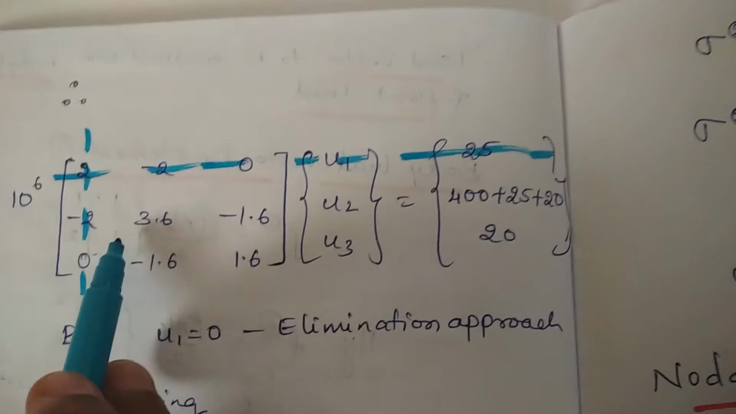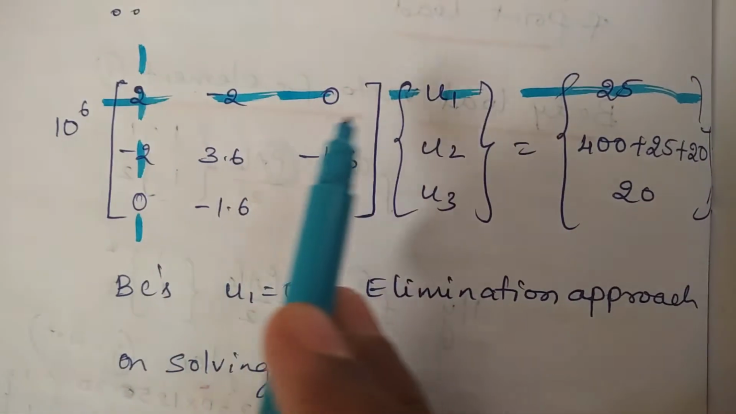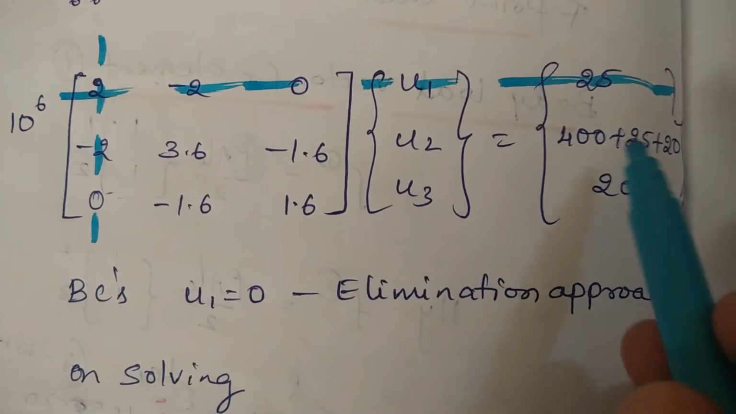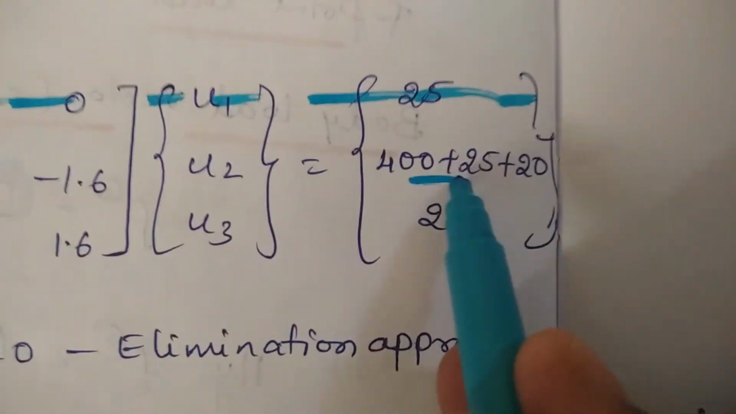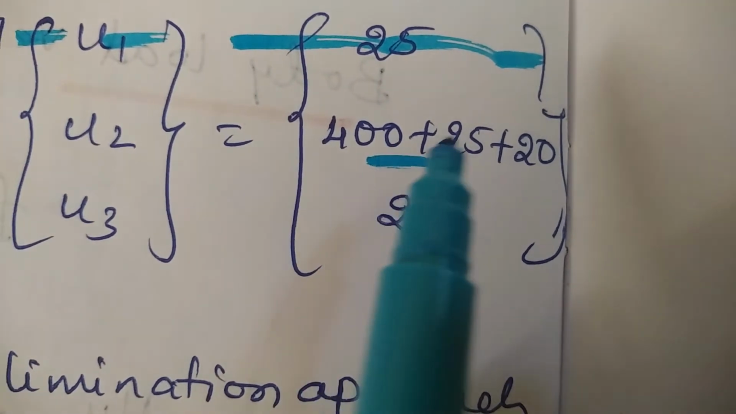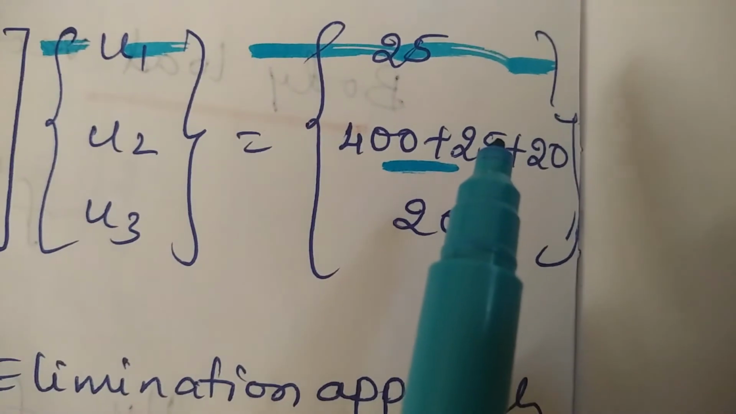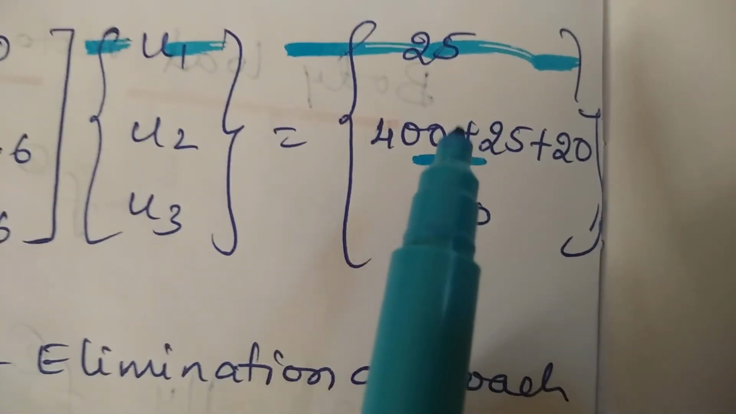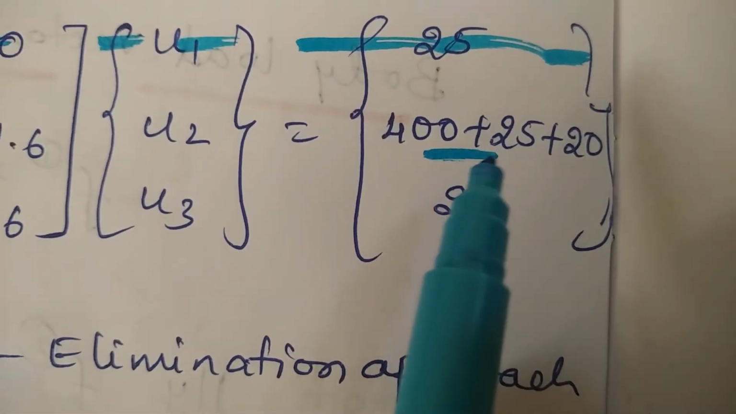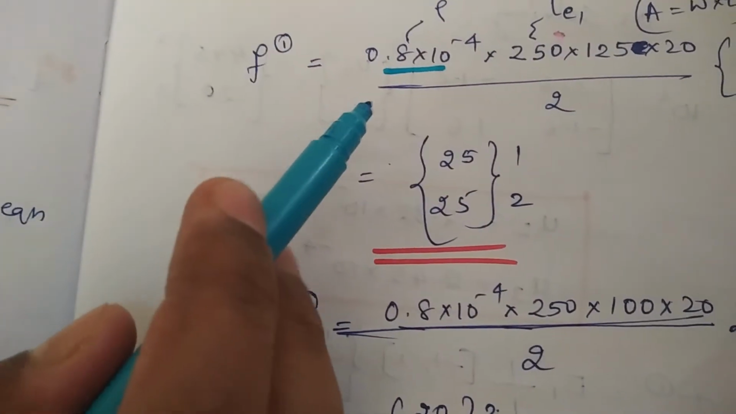Now you have written the element stiffness matrix from the previous step. So carefully write this down once again. Have a look into this step. It is 400 is the point load, students. 25 is the contribution from node number 2, from body loads of element number 1 and element number 2, which is a common node. 25 plus 20. Have a look into it carefully.